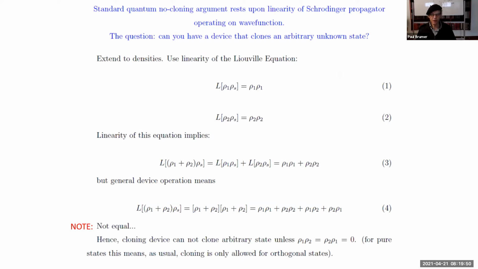But the trick to the challenge is that the machine doesn't know what the state is. It just takes in a state and spits out states. So the idea here is like this. You have L rho.